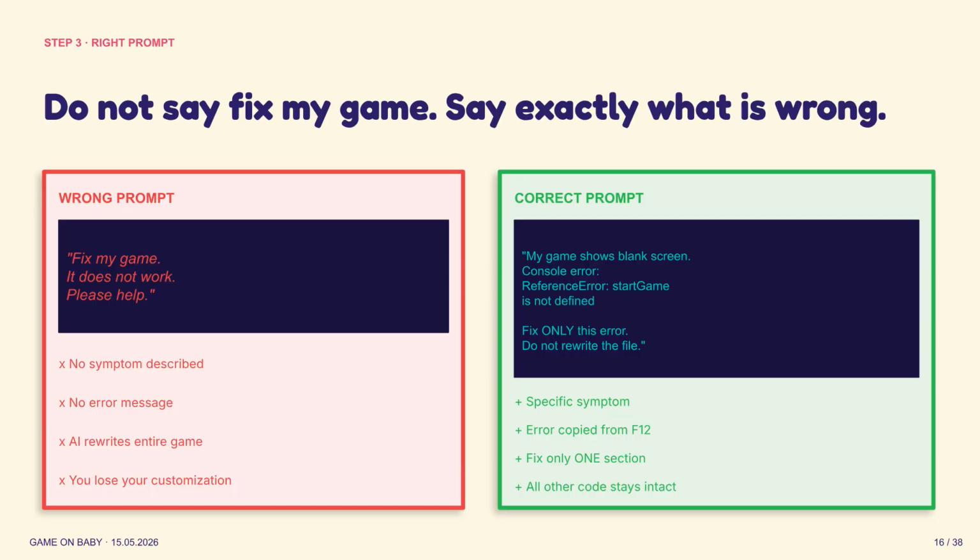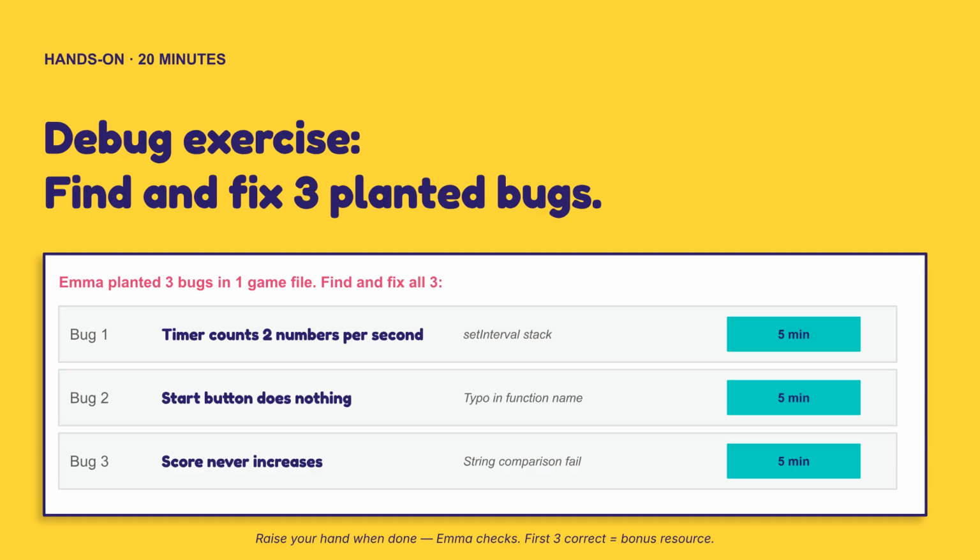Step 3 is writing the right prompt. Do not say, "Fix my game." Say exactly what is wrong. The correct prompt includes the specific symptom and error message and asks to fix only 1 section to keep other code intact. Now, it's time for a 20-minute debug exercise.